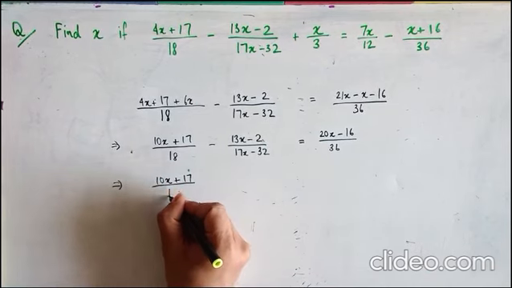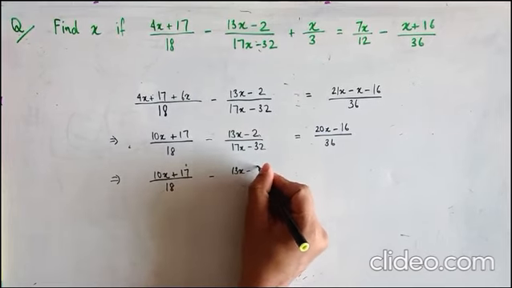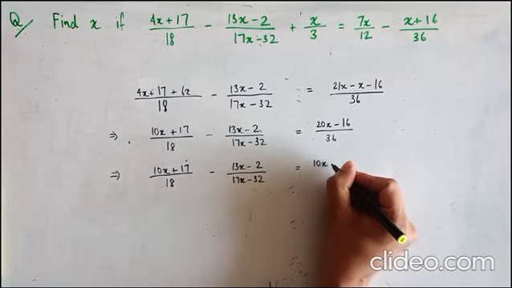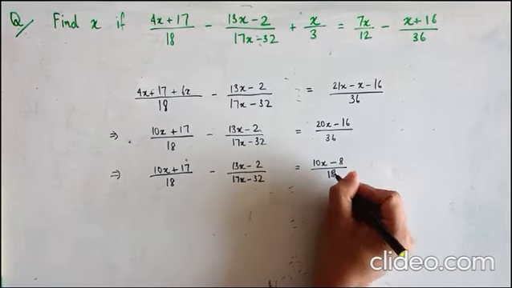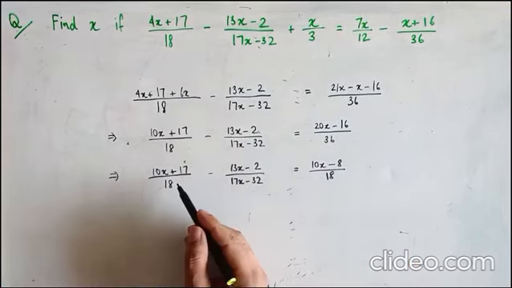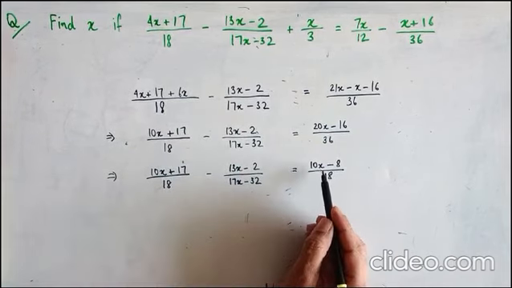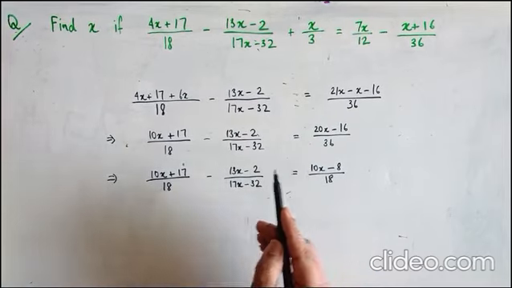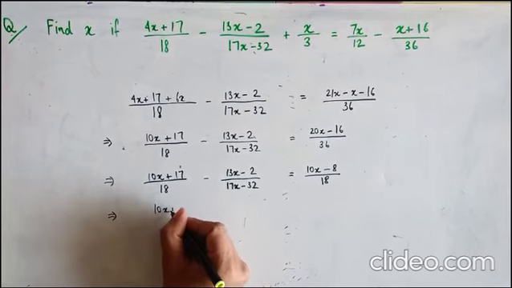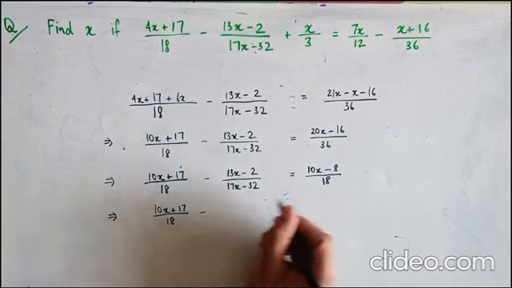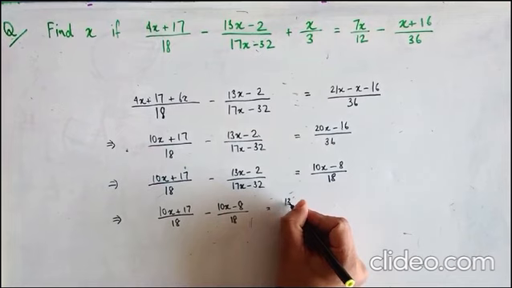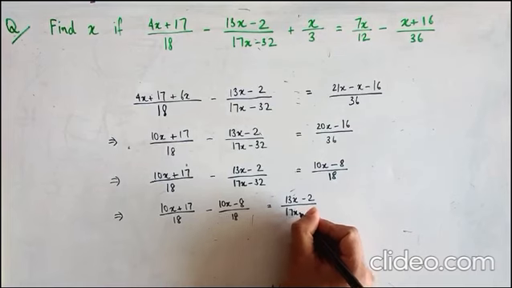This implies (10x + 17)/18 - (13x - 2)/(17x - 32) equals (10x - 8)/18, right? Divide this by 2 is 10x, divide this by 2 is 8, and this we have divided by 2 to make it 18. Now you see, kids, why we did this? Because we have a 10x by 18 here and a 10x by 18 here. So we bring this to this side and we bring this to the other side. So (10x + 17)/18 minus, we bring this to this side, (10x - 8)/18 is equal to (13x - 2)/(17x - 32).